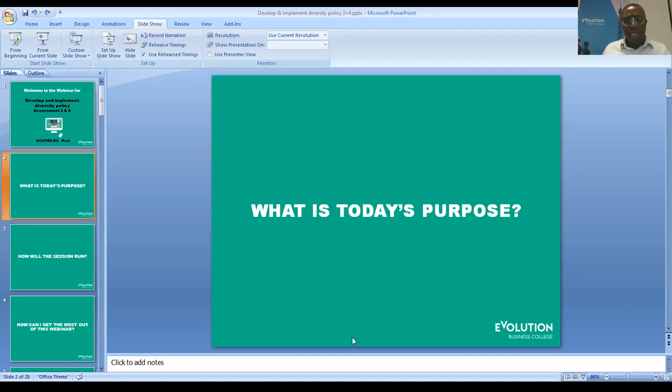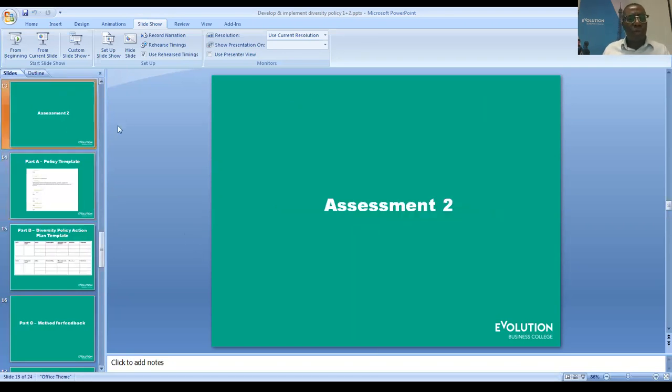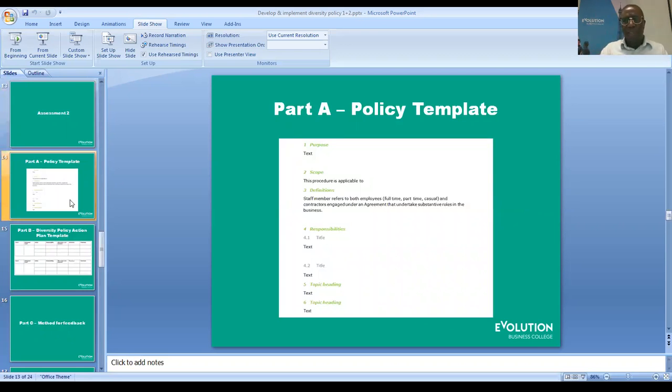Before I really get into 3 and 4, I thought it would be nice to go back and recap assessment 2, so that you are aware of what we are talking about. This is a recap of what you would have completed, or if you haven't completed it, just hear this again, to reiterate some of the things that are very key. In assessment 2, you are asked to complete this policy template.